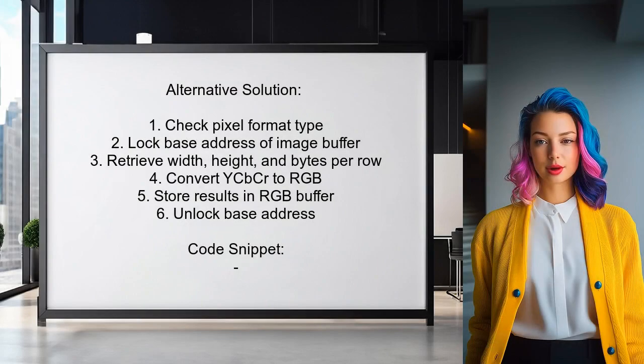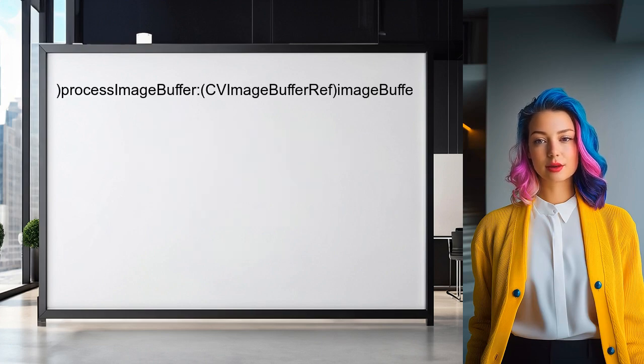An alternative solution provided by another user involves processing the image buffer directly. They check the pixel format type and lock the base address of the image buffer. Then they retrieve the width, height, and bytes per row of the pixel buffer. The user defines a function to convert the YCbCr format to RGB, iterating through the pixel data to calculate the RGB values. Finally, they store the results in an RGB buffer and unlock the base address.